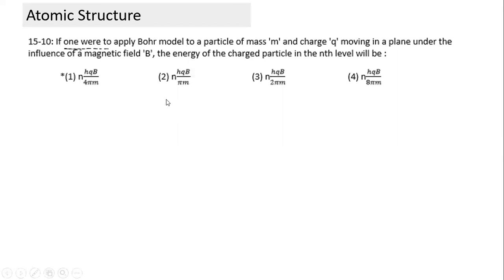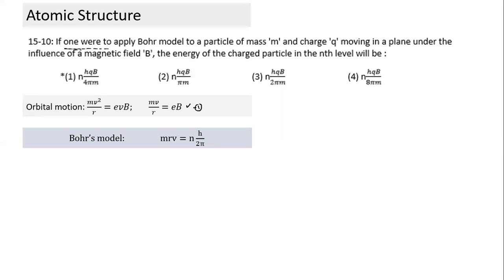How do we solve this? Whenever we come across Bohr's model, there are 2 things which are valid. One is orbital motion. In orbital motion, it is undergoing circular motion, so the centripetal force has to be equal to the force acting, in this case qvB. If charge q is moving, the radius is equal to mv by qB, which we know already. But what is the additional equation? The second equation I can write is Bohr's model: mvr is equal to nh by 2 pi.